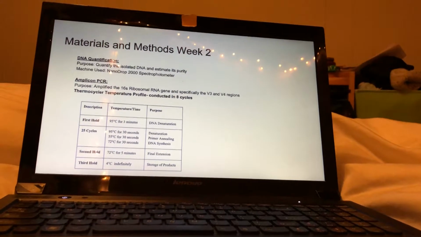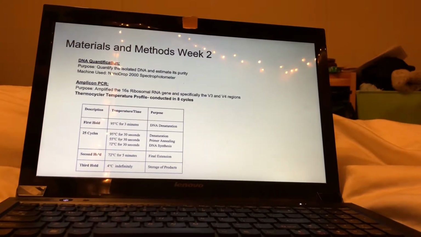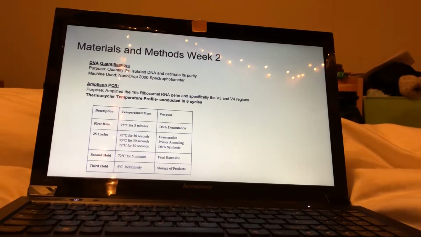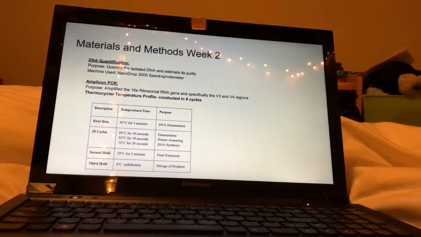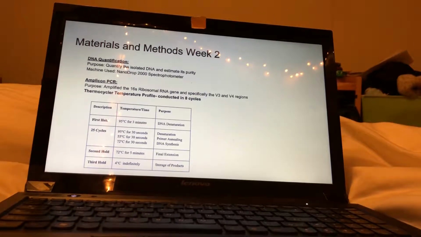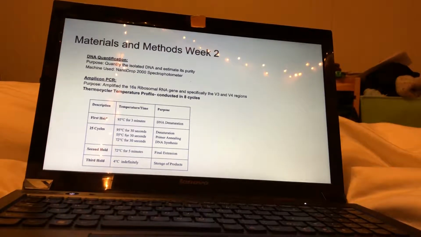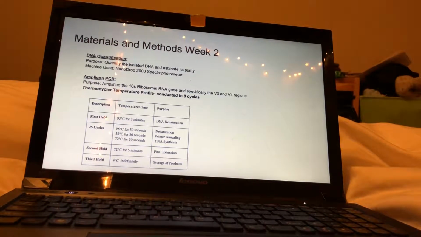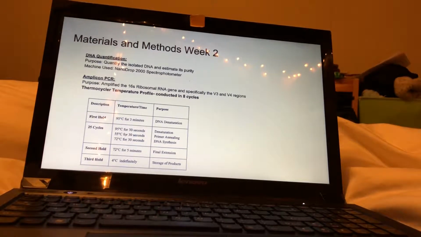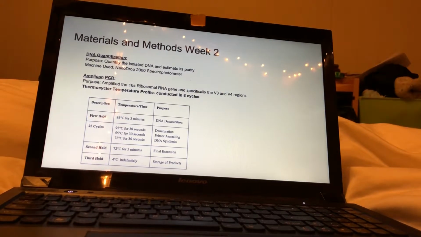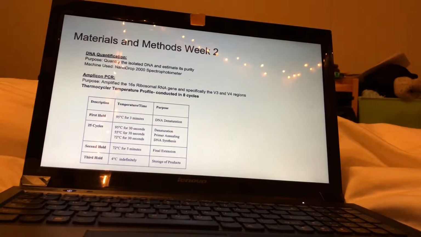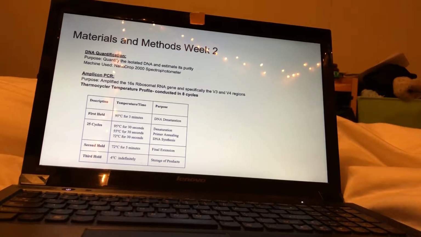On week 2, we were doing DNA quantification. That was done to quantify the isolated DNA and try to get an estimate of how pure it was. And to do that, we used the NanoDrop spectrophotometer. We also did our amplicon PCR reactions, and the purpose of that was to amplify the 16S ribosomal RNA gene, specifically focusing on the V3 and V4 regions.